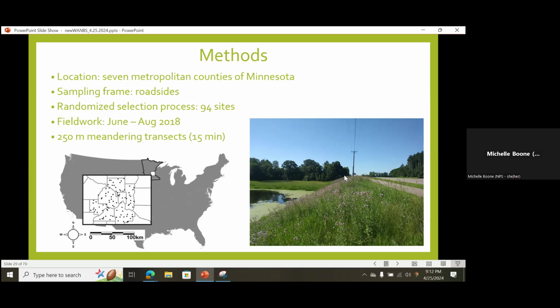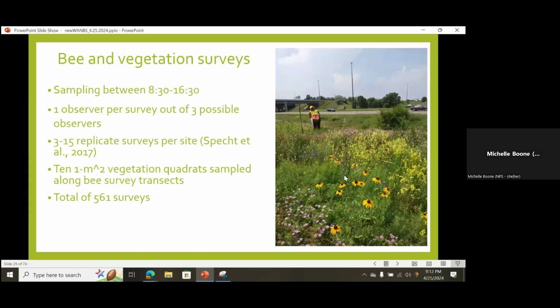So we did our field work from June through August, the summer of 2018. And we walked these 250-meter, we call them meandering transects. Basically, it was a 250-meter transect, but we didn't restrict ourselves to walk in a straight line. We wanted to be allowed to walk kind of meandering to where the flowers were. We sampled between 8:30 and 4:30, standard work day. We had 1 observer per survey, but there were 3 observers in the study. So for each survey, it was 1 of 3 possible observers.